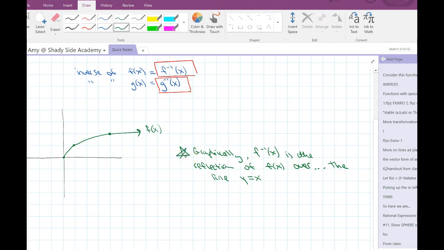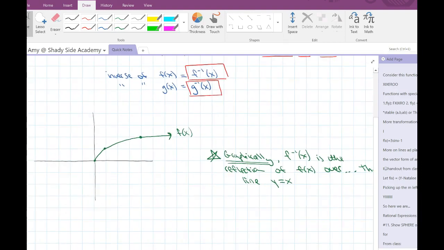What does it mean graphically for a function's inverse to exist? Now, what I'm going to do here, and I'm going to ask you to do the same thing, is just go over here and kind of dot in the line y equals x, okay? Here is the line y equals x. This is the line y equals x.